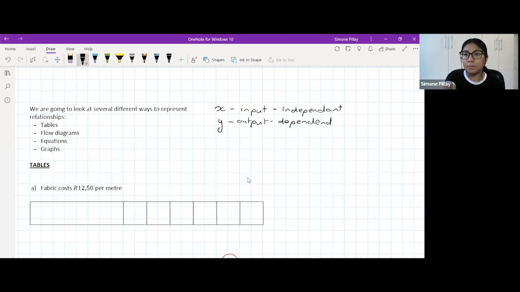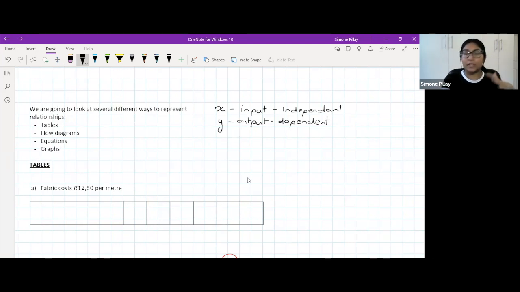What does that mean? And look at me spelling incorrectly. What does it mean if I say our y is my dependent variable? I mean that my value of y is going to depend on what I put in for x. So I hope that all makes sense. I'll check that you're all caught up to there.